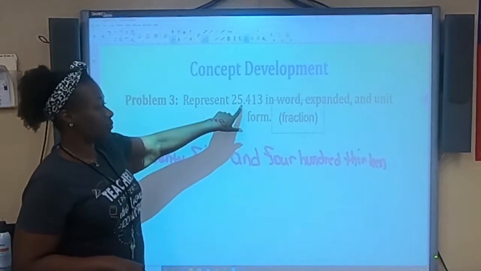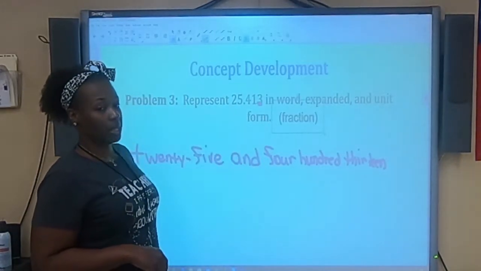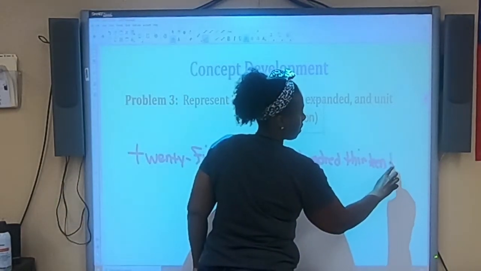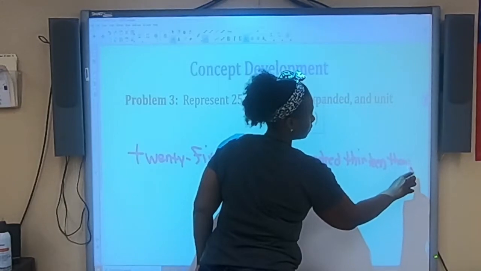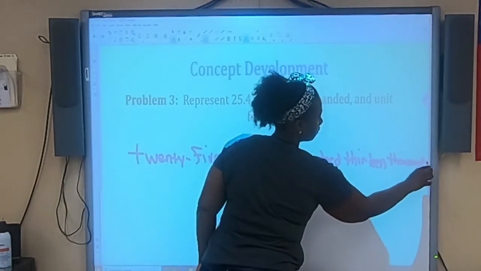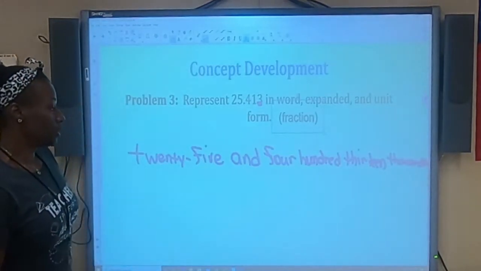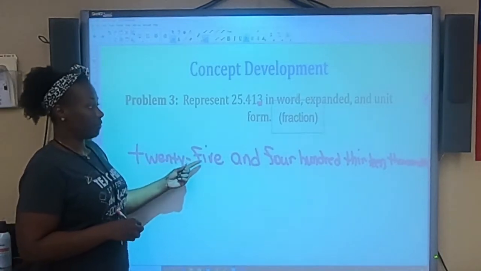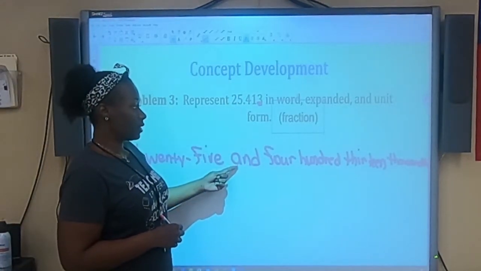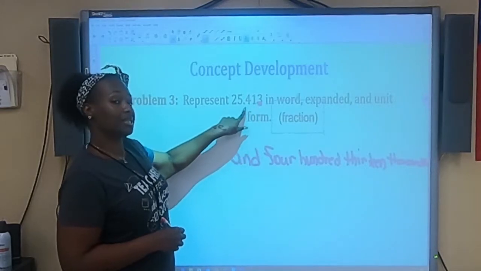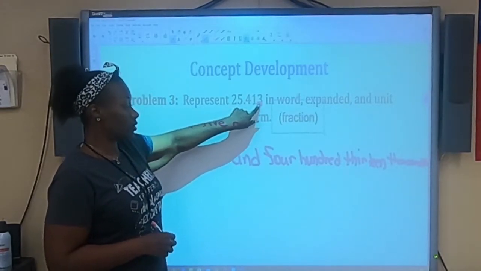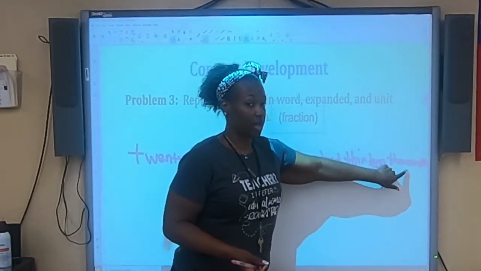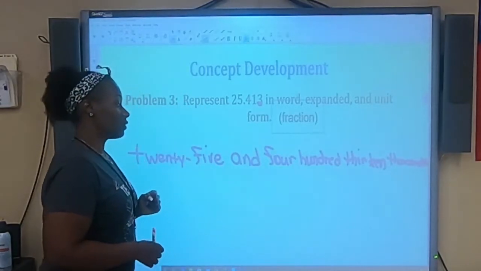And because it's a decimal, I have to end with that last decimal place, which is thousandths. So I have to end it with the word thousandths. So my steps were, I did my whole number first, which was 25. So I wrote 25. When I got to the decimal, I wrote and for it. Then I read just my digits that's after the decimal, which is 413. And then because it's a decimal, I have to end with the decimal place value, which is thousandths. So there's our word form.